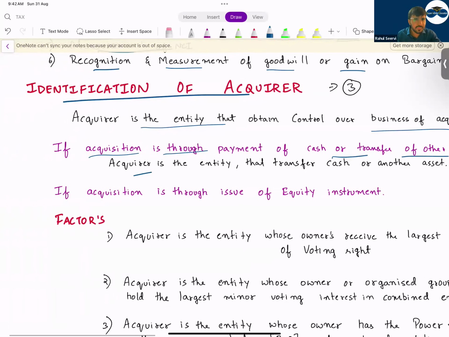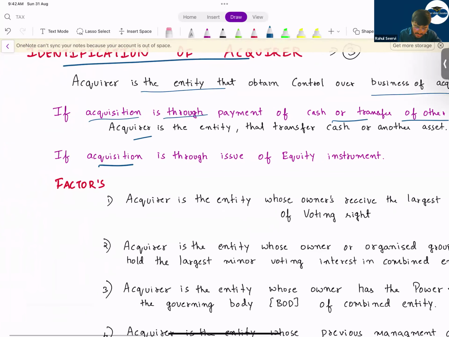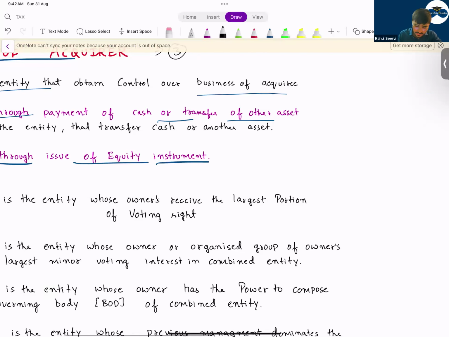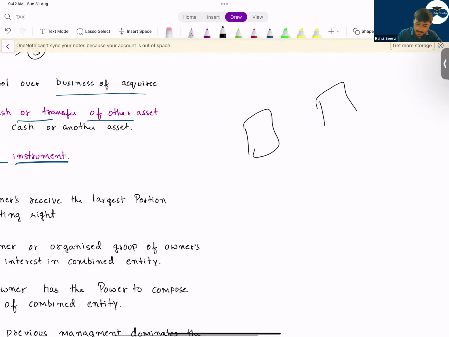In case of cash payment or any other asset given for the acquisition of a company, there is no issue. But the issue will come if the acquisition is through issue of equity instruments, that means the company is issuing equity instruments. This creates a problem. Say Reliance company is there, Geo company is there, and Reliance has acquired 80% of the shares. To acquire this company, Reliance company has done what? Reliance company had 10,000 shares.